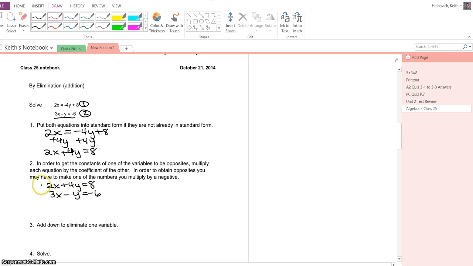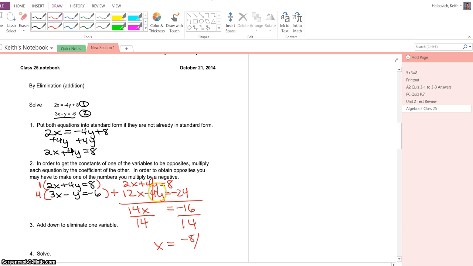So what we're going to have to do is multiply the top by 1 and the bottom by 4. When we multiply the top by 1, we get 2x plus 4y equals 8. The bottom by 4 gives us 12x minus 4y equals negative 24. And we're going to add down. So you get 14x. When you add down here, it eliminates the y's, because 4 plus negative 4 is 0, and it's equal to negative 16. Divide by 14, and we get x equals negative 8/7.